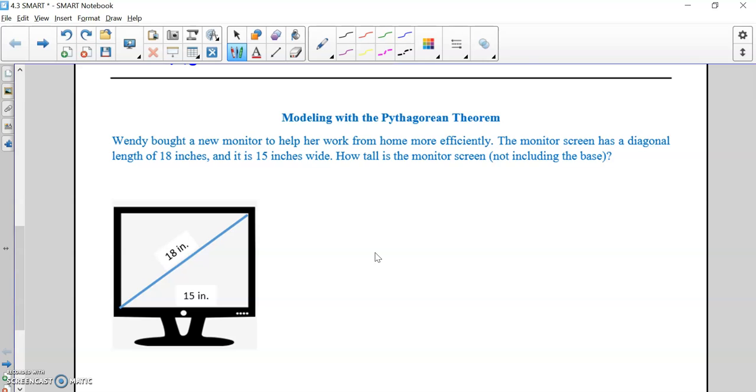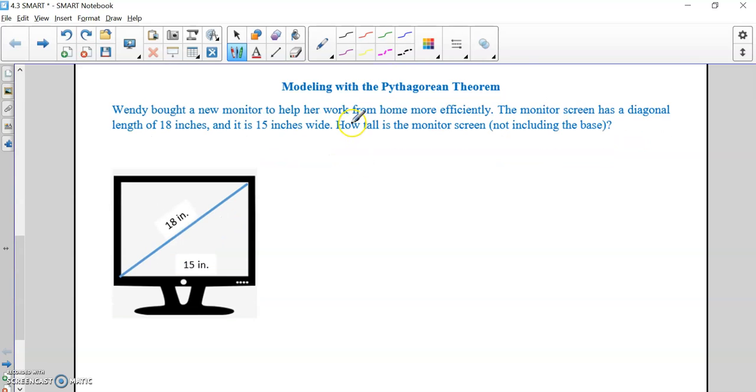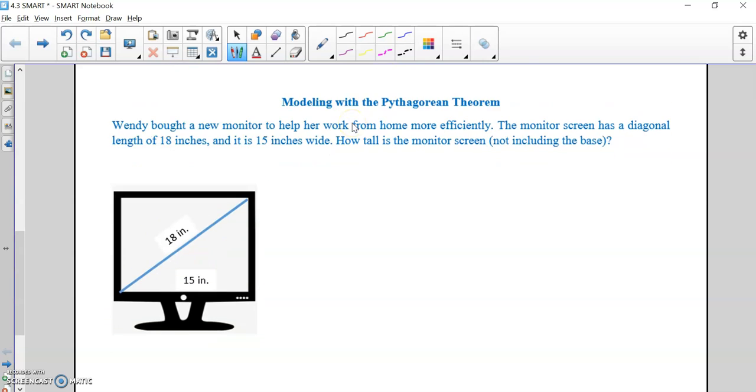Okay, so next is modeling with the Pythagorean theorem. Again, this is not really anything different. It just is something I do want you to be exposed to because we're used to just doing the Pythagorean theorem on random triangles in space, but now you have to do a little bit of reading.